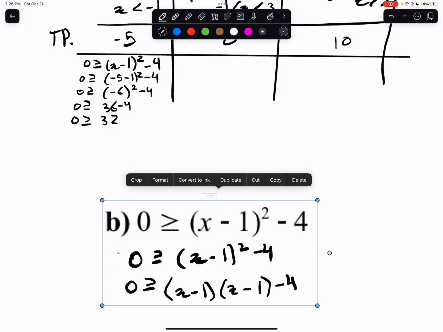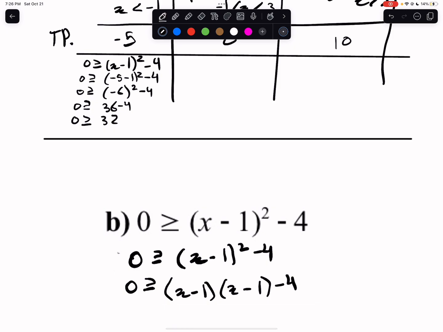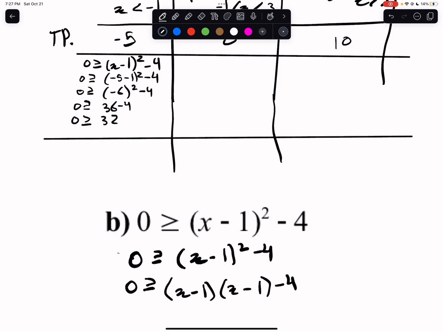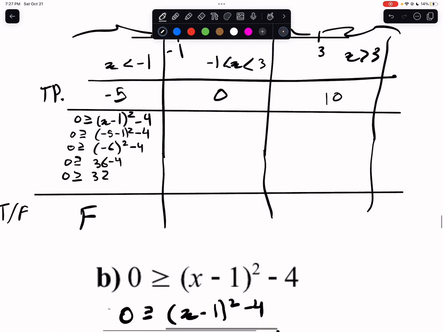So what we want to do is create one more line here, where we write true or false. This statement is false, because 0 is not greater than 32. Next one, we just keep doing this.